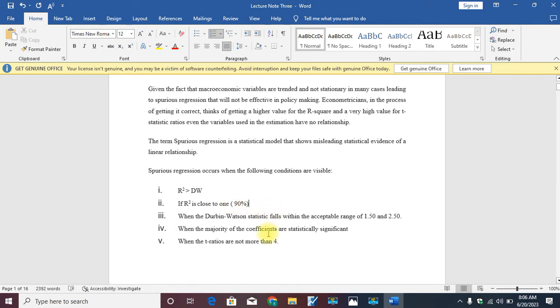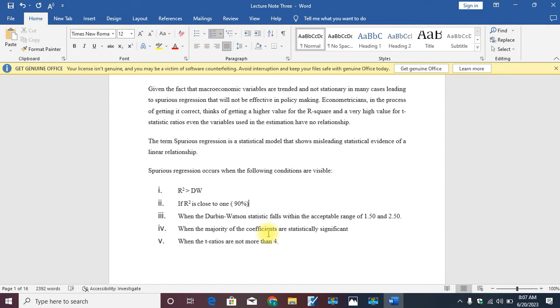Then basically, the DW statistic has a normal acceptable range of 1.50 to 2.50. So whenever your DW statistic is above 2.50, then there is also evidence of first order autocorrelation, which also signifies that there is an issue. Or when your DW statistic falls below 1.50, there is also suspicion of first order autocorrelation in the negative direction, and that's evidence of suspicion of spuriosity in the regression.